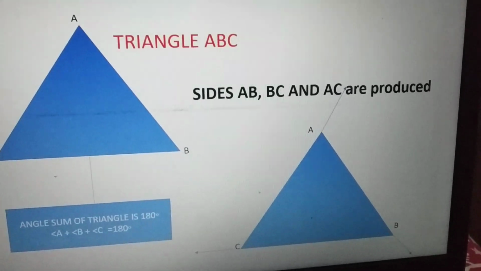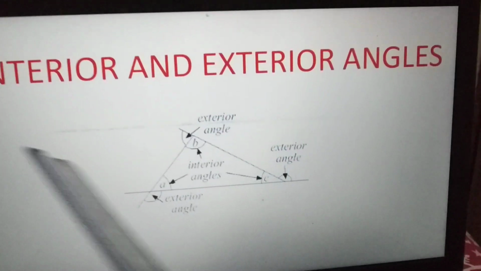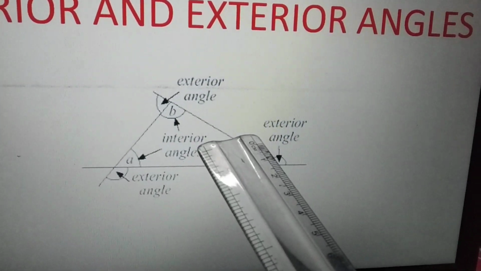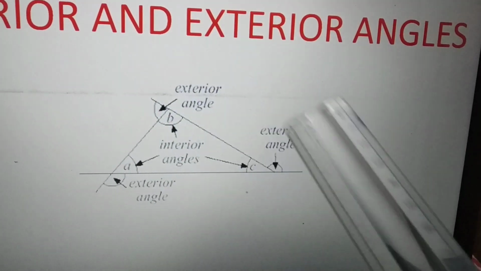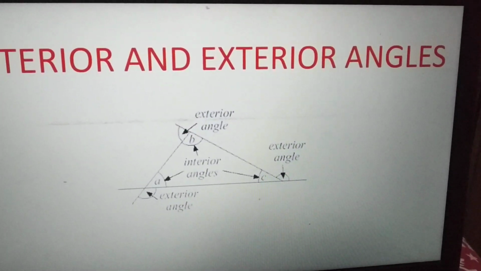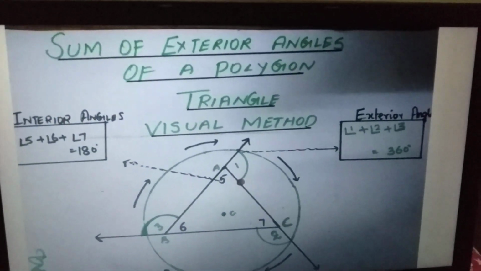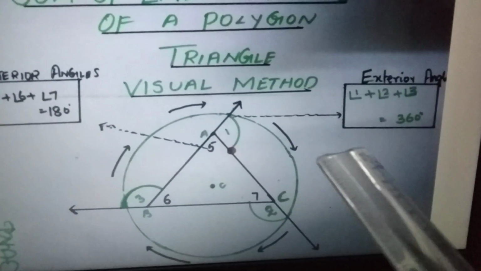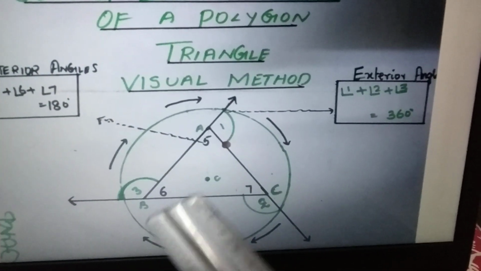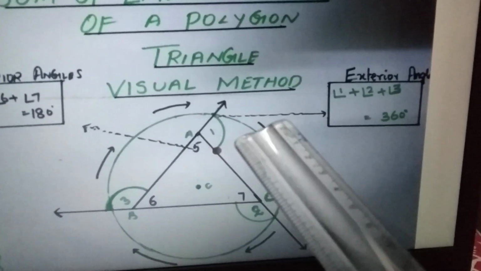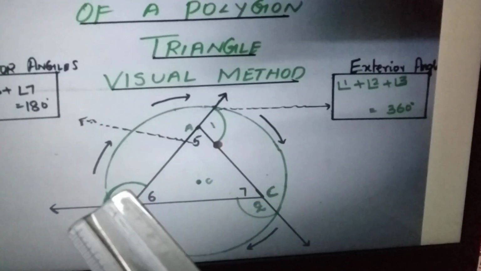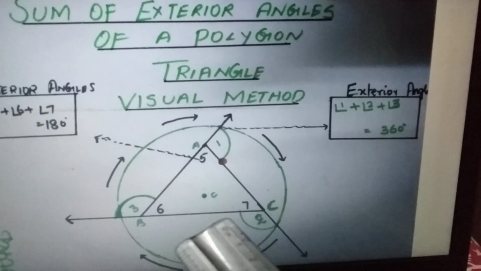This I will show in this triangle. Interior and exterior angles. In this figure, A, B and C are lying inside, so you call these interior angles, and these angles are lying outside, so you call these exterior angles. Now, let us visualize how we got the sum of exterior angles as 360 degrees. As you know, when the sides are produced, you get an exterior angle. So, in this figure, angle 1, angle 2 and angle 3 are exterior angles.